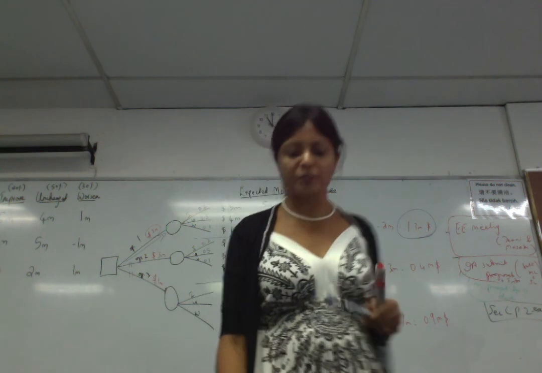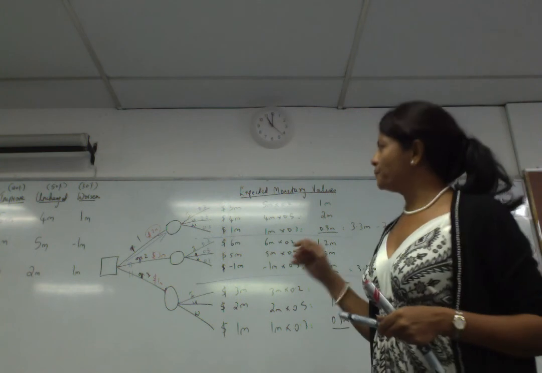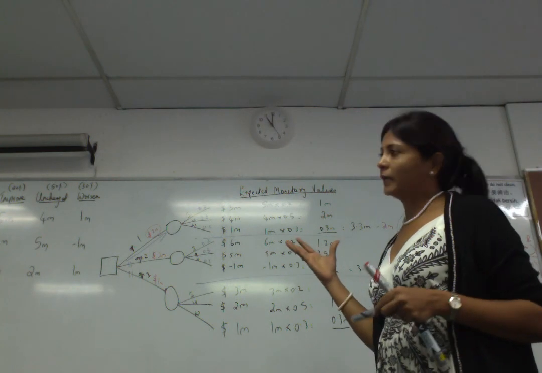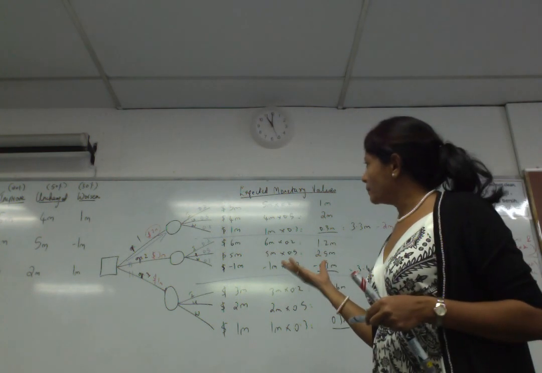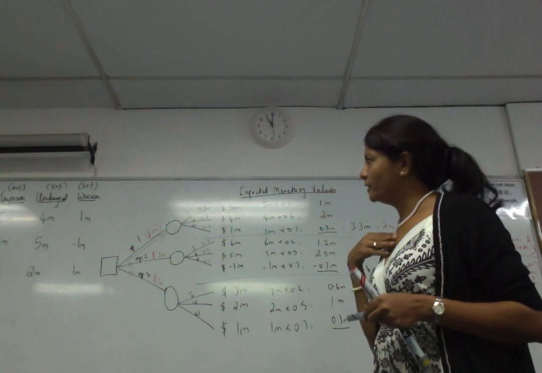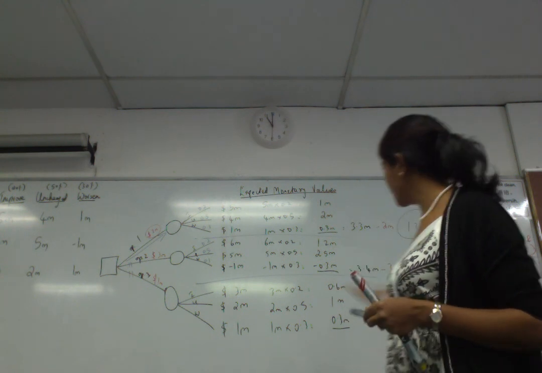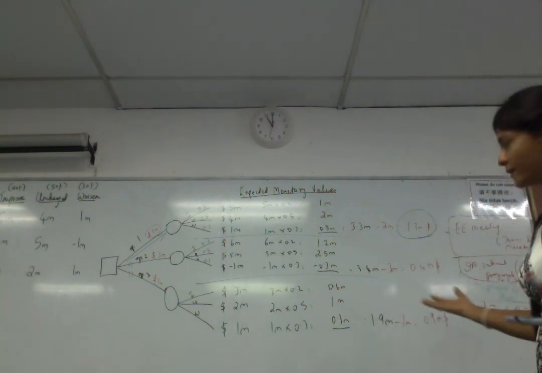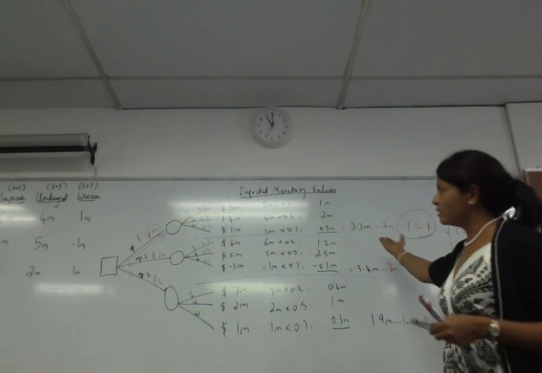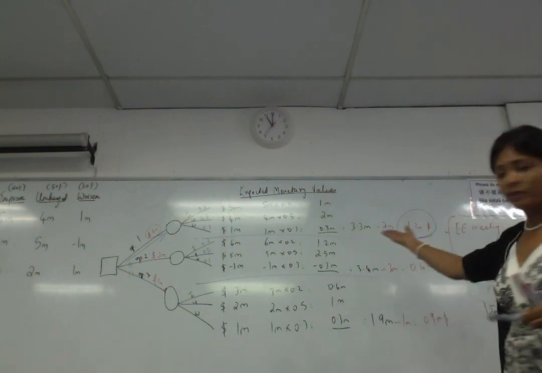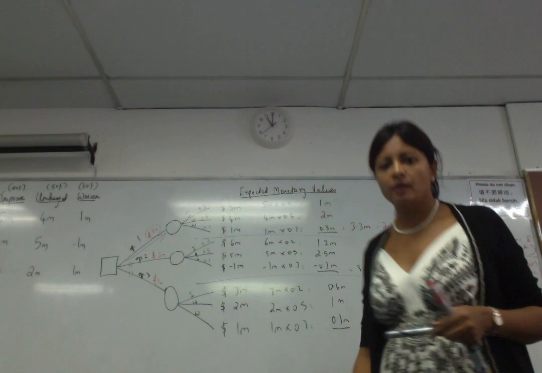Okay, so I hope you understood decision trees. You could get more complicated ones, but this just gives you an idea of how to actually draw and how to do the maths, how to arrive at the correct answer, which is the highest EMV that you obtain for each option. Okay, thanks for that.